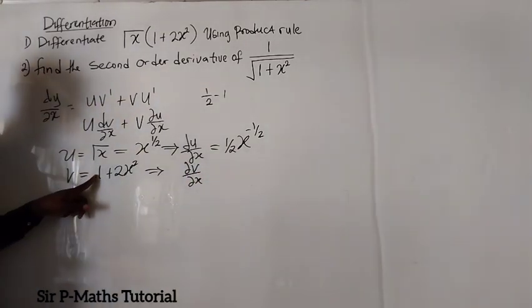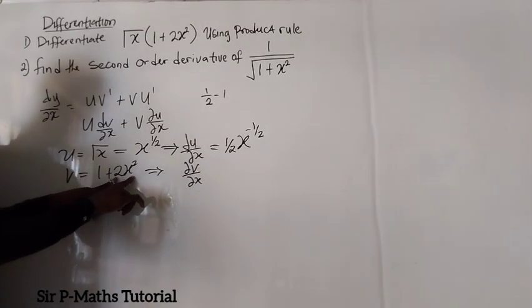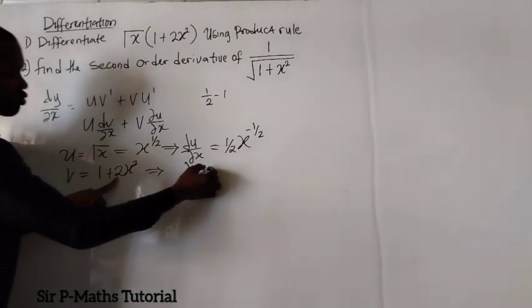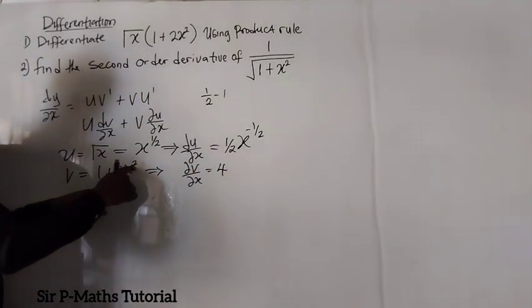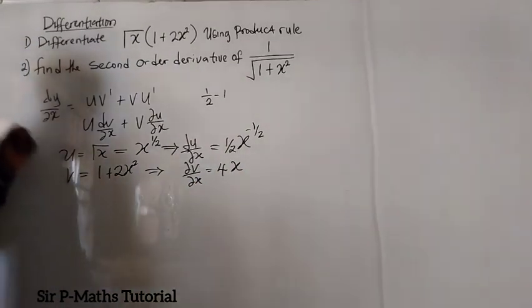If I differentiate a constant, I will have a 0. So it is off. Then differentiate here. 2 will come down and multiply these two, so I will have 4. Then 2 will subtract 1, the power is gone. So this is 4x.